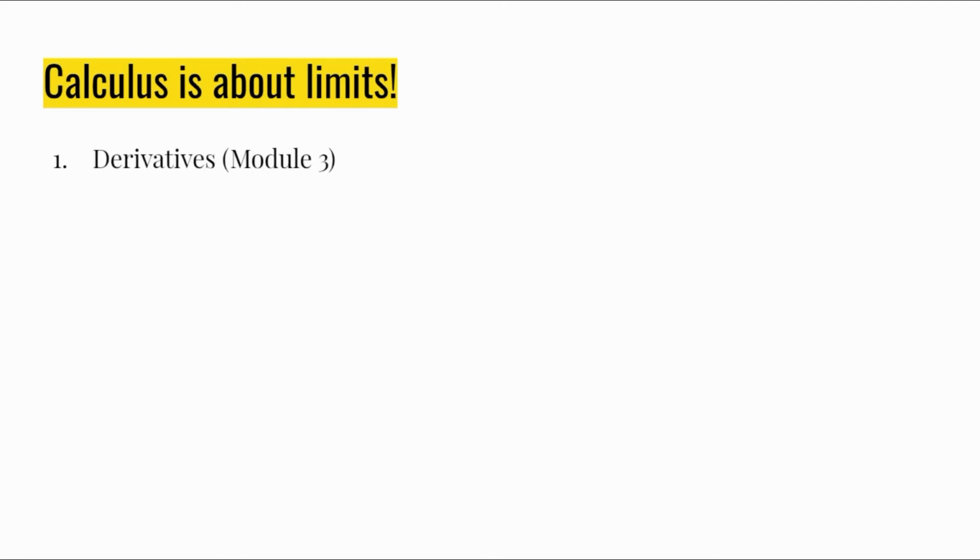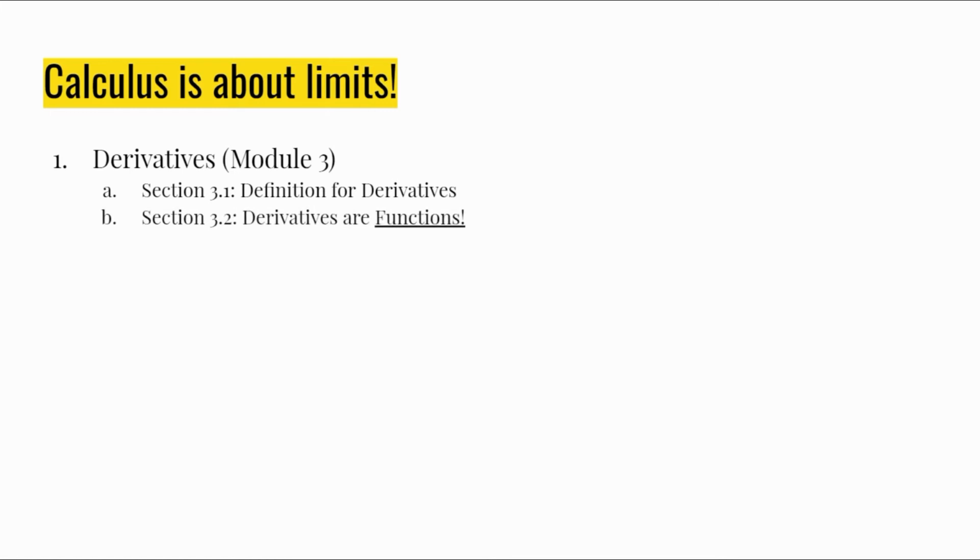So let's go back to just remind ourselves what's going on and think a little bit more specifically about what's happening in Module 3. In Section 3.1, there's a basic definition for derivatives where you talk about how derivatives are related to the instantaneous rate of change, and how that relates to the slope formula and how we take a limit of that slope formula to get the derivative of a function.